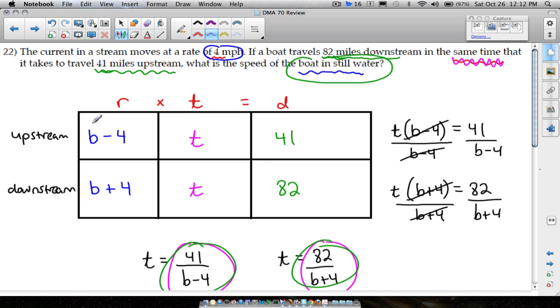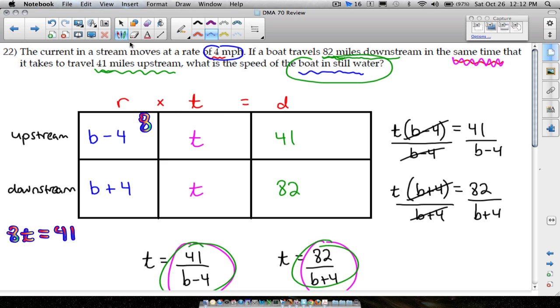If the speed of the boat, we got b equals 12 here. So if b equals 12, actually we're going 8 miles per hour upstream, because if you take 12 minus 4, you get 8. Well, let's see here. 8, that's our rate, times t, which is our time. So rate times time is equal to our distance of 41. Alright, so we got that one. We'll put it right here.